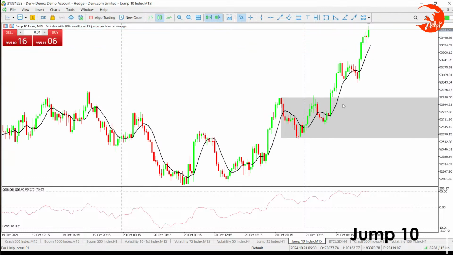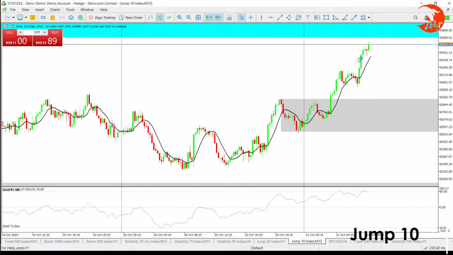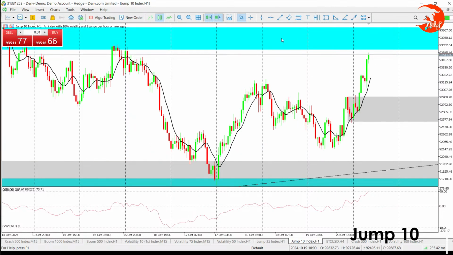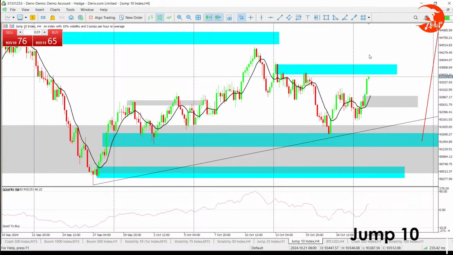So I'll be waiting for price to come back to this level, but if it gives me a high, then I'll be in for the sells. If it gives me a high on H4, I'll be waiting for my sells there, to bring price back around this level.